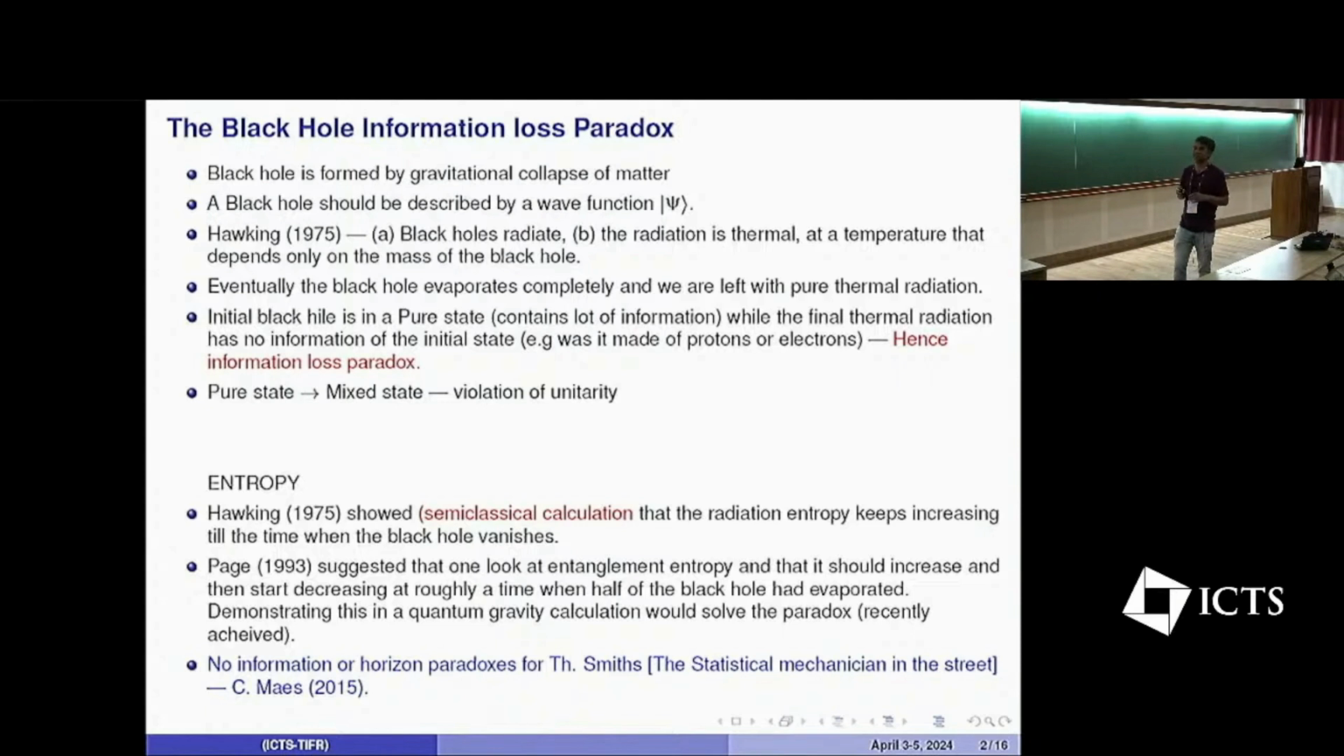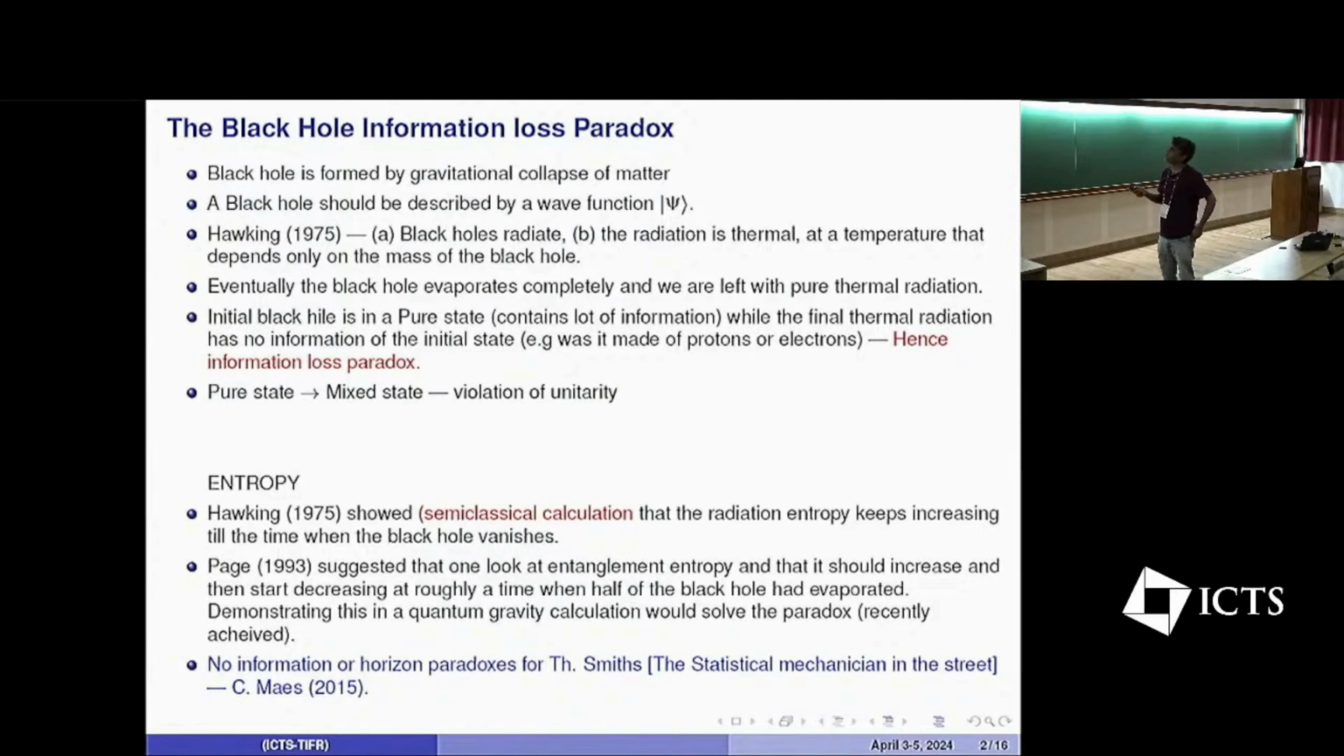So let me give a very quick explanation of what this paradox is, as I understand it. A black hole is formed when matter collapses because of gravitational attraction, and we expect that it's described by a pure wave function psi. What Hawking showed in 1975 is that even after a black hole forms, it can actually radiate. What it radiates is thermal radiation at a temperature that depends only on the mass of the black hole, independent of what goes in. All that is forgotten. It just radiates like black body radiation with some temperature which depends only on mass. Eventually the black hole evaporates completely, nothing is there, and you have just pure thermal radiation.